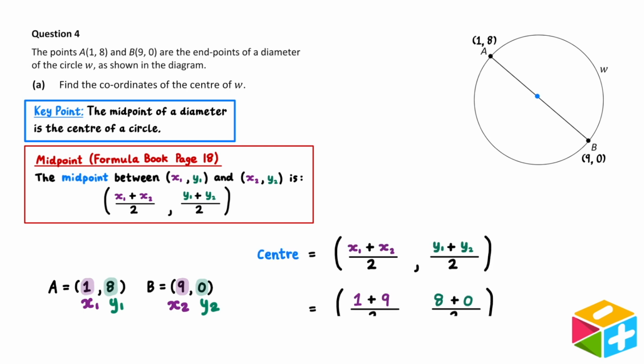Let's sub these values into our midpoint formula. 1 plus 9 is 10, so our x-coordinate is 10 over 2, which is 5. 8 plus 0 is 8, so the y-coordinate is 8 over 2, which is 4. So the coordinates for our centre are (5, 4).